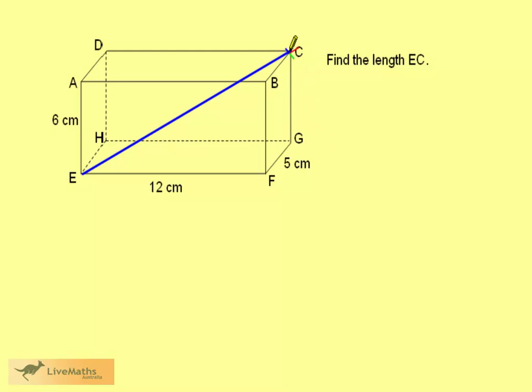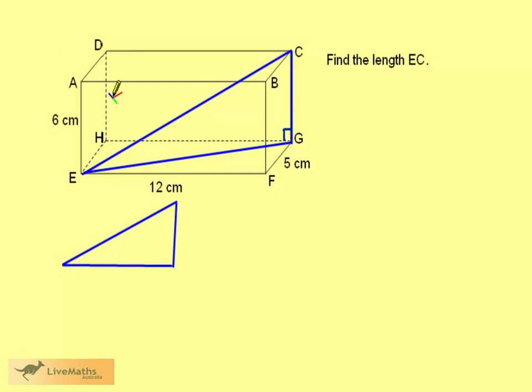The idea is that we find a right-angled triangle that contains the side we want, and we can do that as shown. This would be right-angled here at G. Let's draw this triangle out. So we're drawing out the triangle EGC. We know it's right-angled at G.